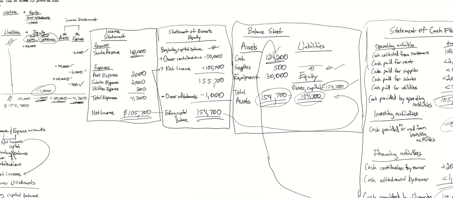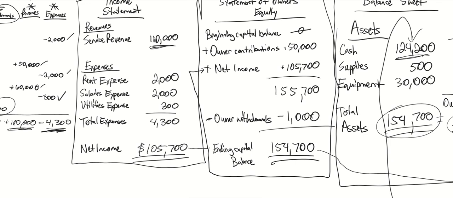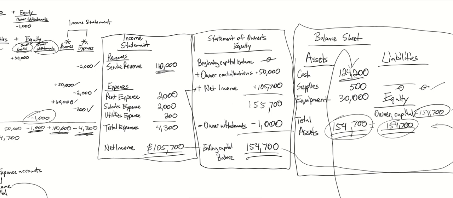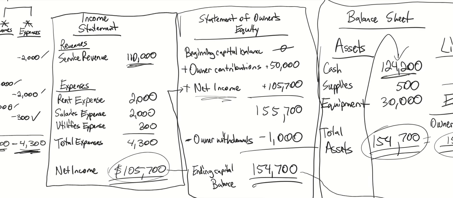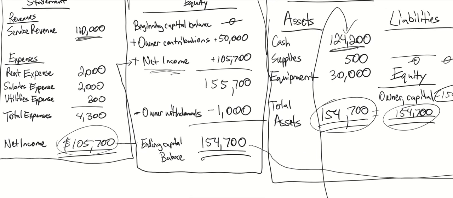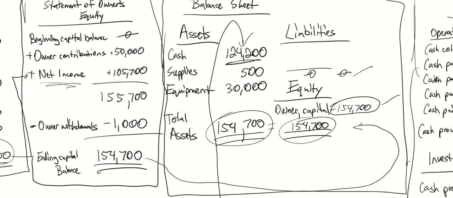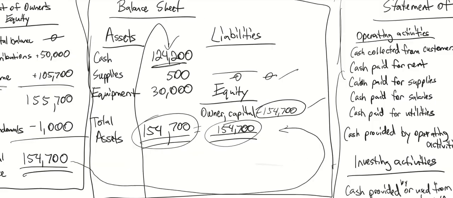But notice here that from the income statement, let me zoom in. First off, we prepared the financial statements for Bob's consulting company. So pat yourself on the back there. That's a huge accomplishment. In the income statement, we see the net income right here of $105,700. That net income flowed into the statement of owner's equity. From the statement of owner's equity, we were able to calculate the ending capital balance. And that ending capital balance flows into the balance sheet underneath the equity section.